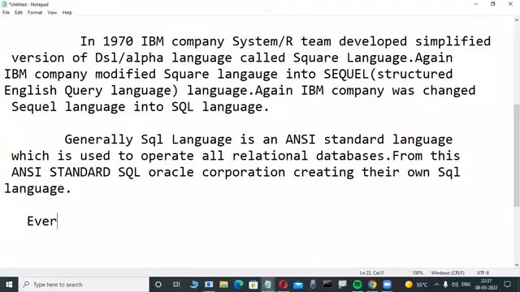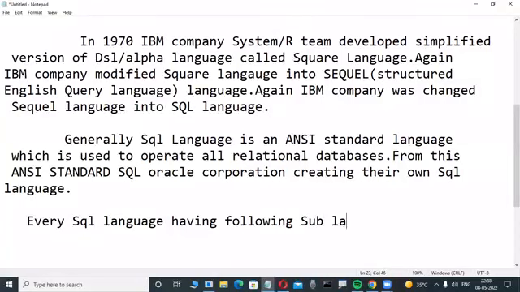Every SQL language has the following sub languages.